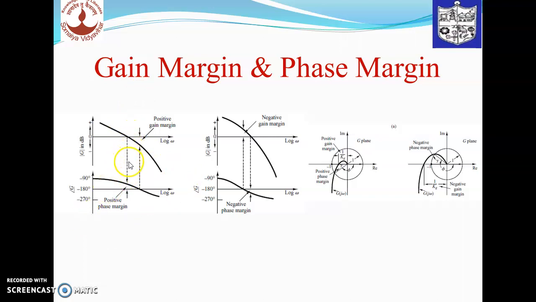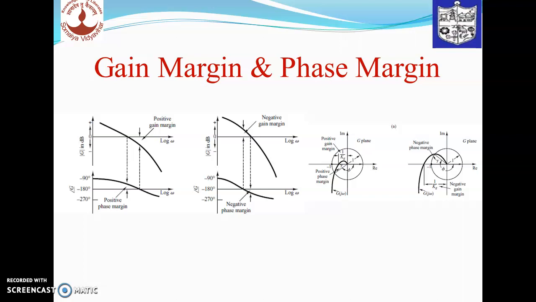The point, you take it down on your phase plot, and this distance is your phase margin. So in this case your phase margin is positive, and to get the gain margin you take the omega at which the phase plot crosses the minus 180 degree line, and take the distance between 0 dB and the magnitude plot, that is your gain margin.